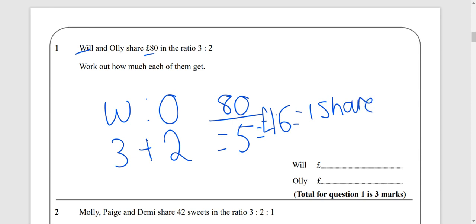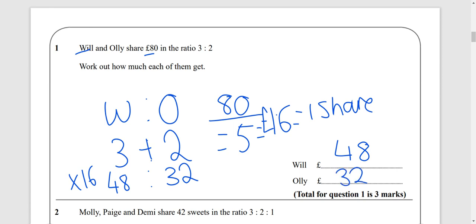However, Will has 3 shares and Ollie has 2 shares. So I need to times each of these shares by 16. 3 times 16 gives me 48. 2 times 16 gives me 32. Therefore, Will gets £48 and Ollie gets £32.